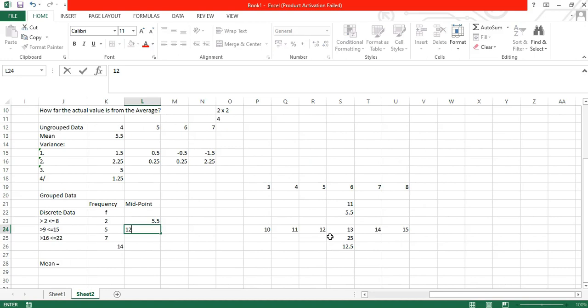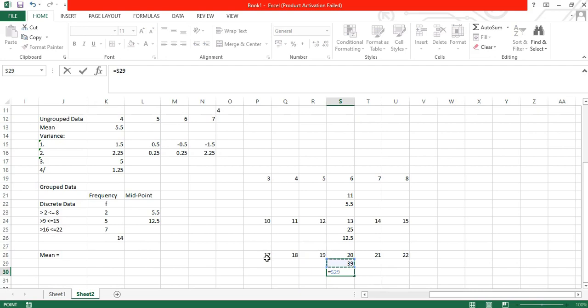The mid value will be 13 plus 12 divided by 2. Then 17, 18, 19, 20, 21, 22. Obviously, again, since these are an even number of items, you have to take the middle value by dividing by 2. 19.5.